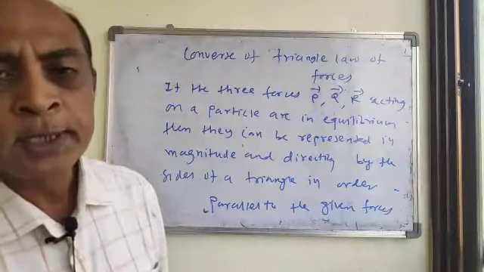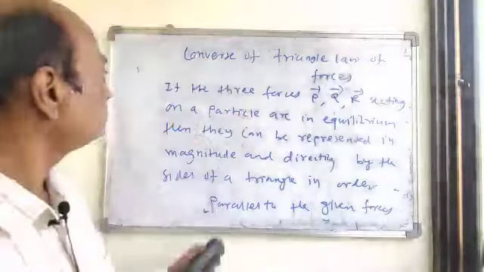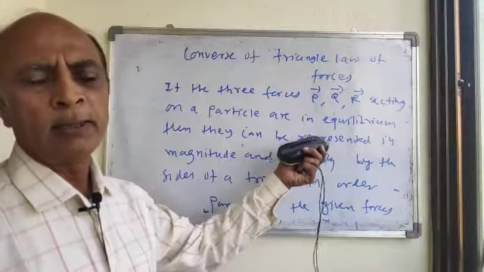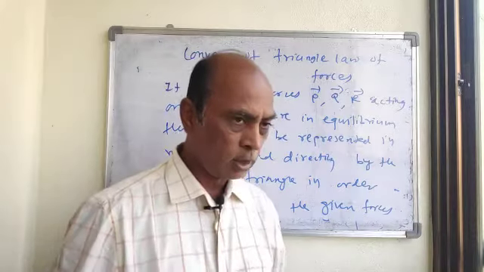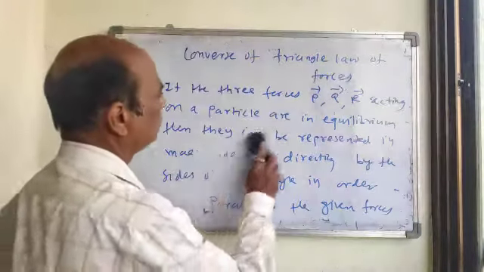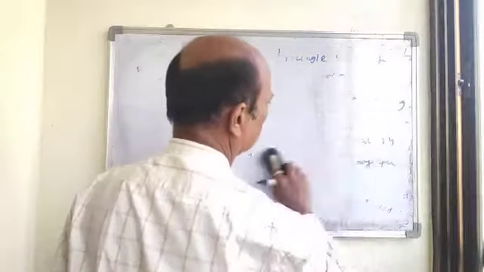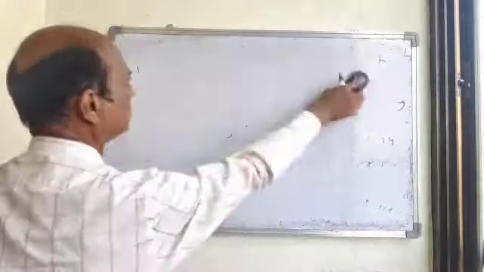So this is the statement for the converse of the triangle law of forces. That is, if the three forces P bar, Q bar, R bar acting on a particle are in equilibrium, then they can be represented in magnitude and direction by the sides of a triangle taken in order and parallel to the given forces. So this is the converse, and now we will prove this converse. So let us see the proof for this converse of the triangle law of forces.